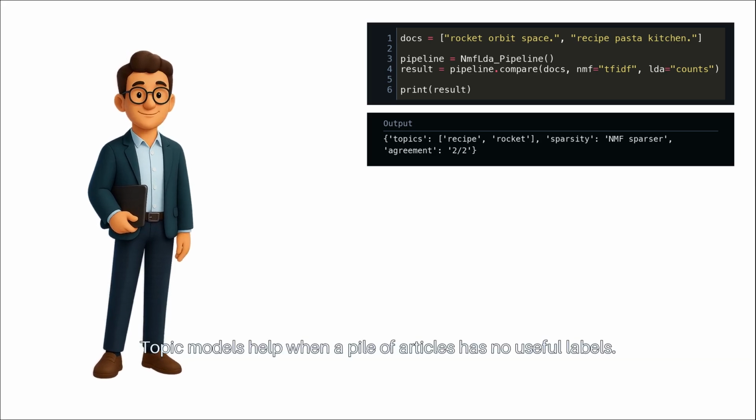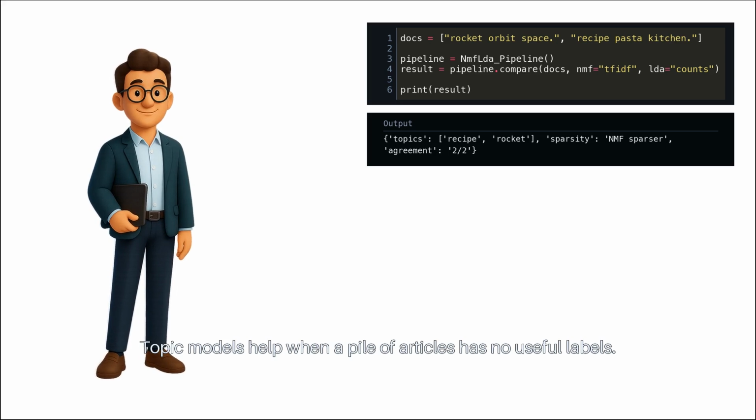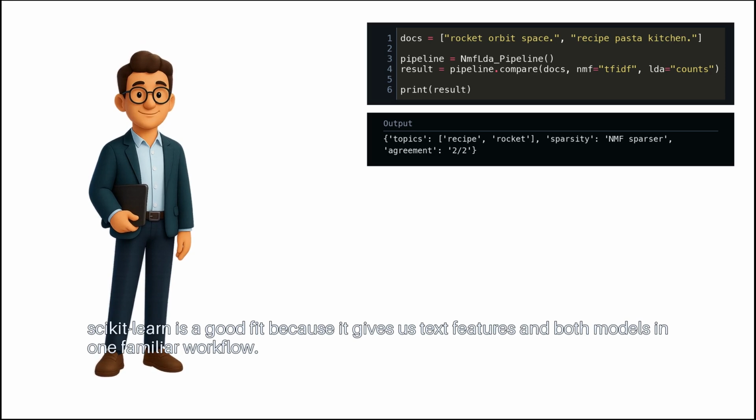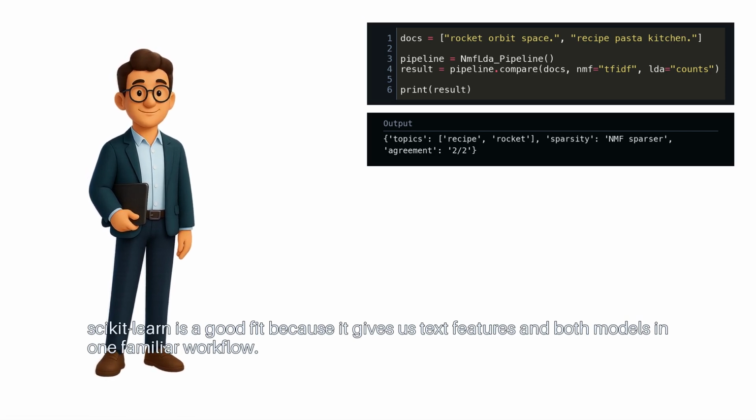Topic models help when a pile of articles has no useful labels. They can surface broad themes for browsing, organizing, or checking what a collection contains. Scikit-learn is a good fit because it gives us text features and both models in one familiar workflow.